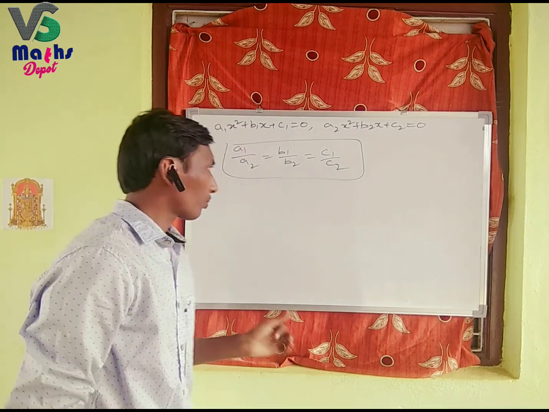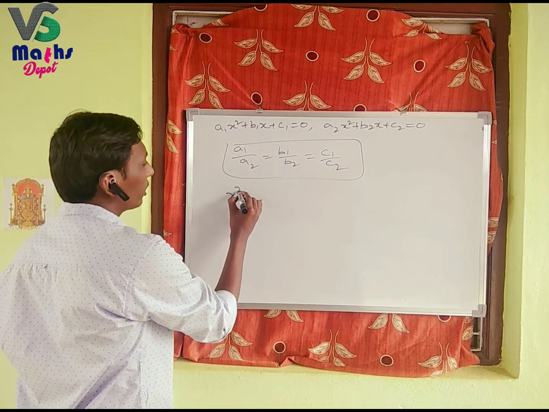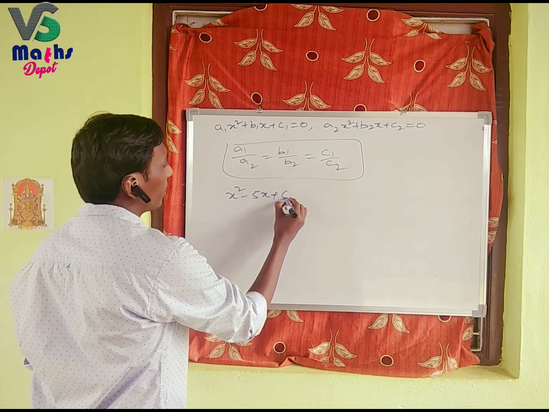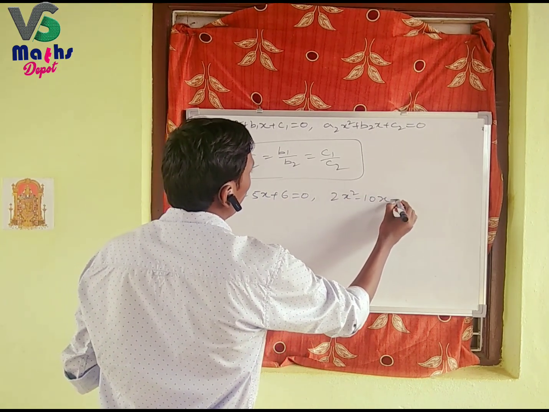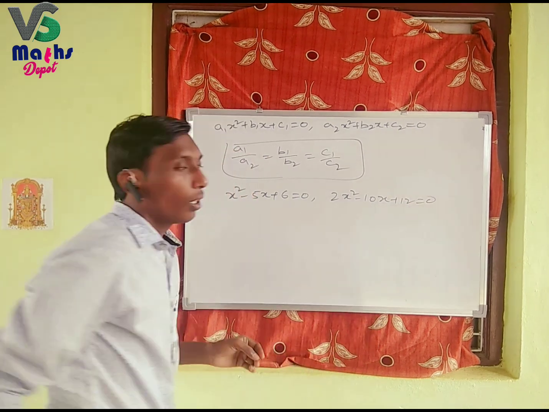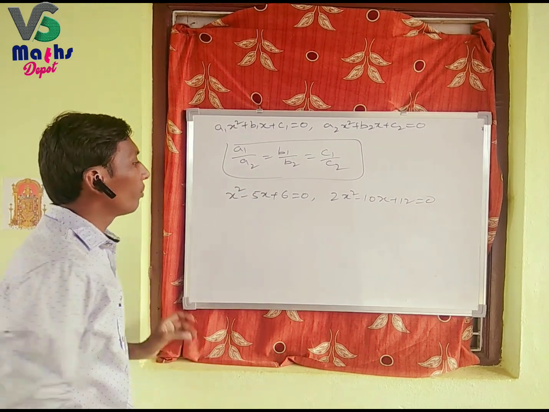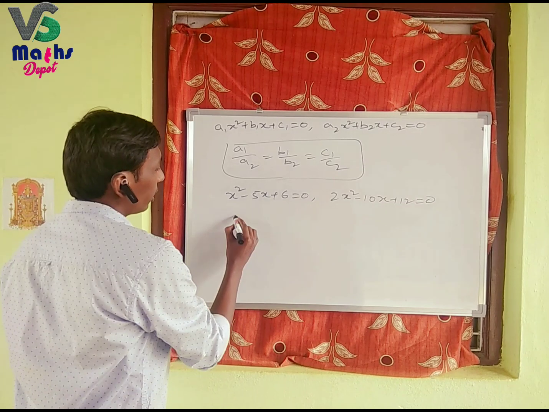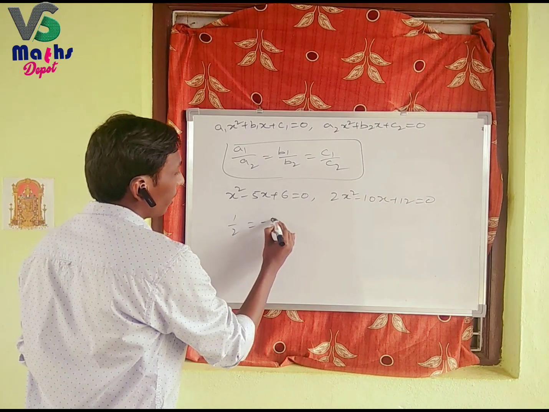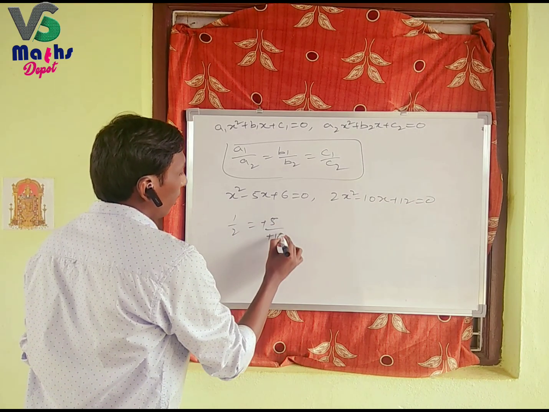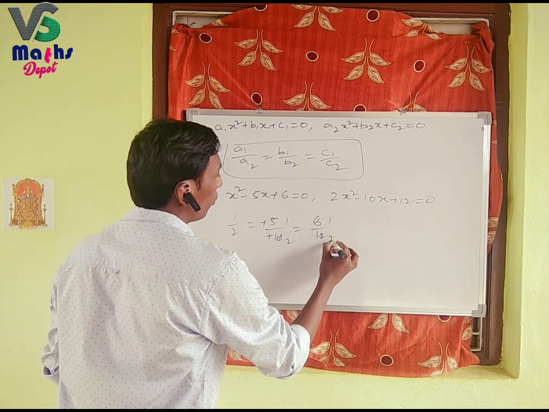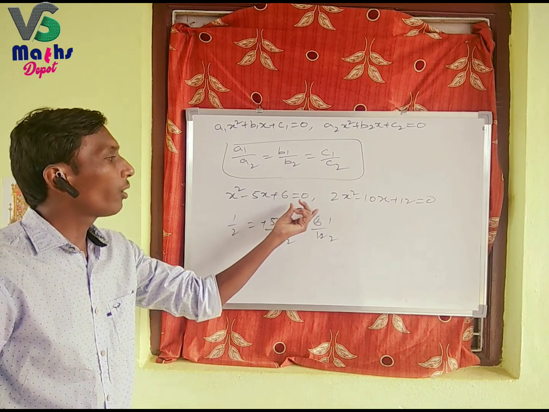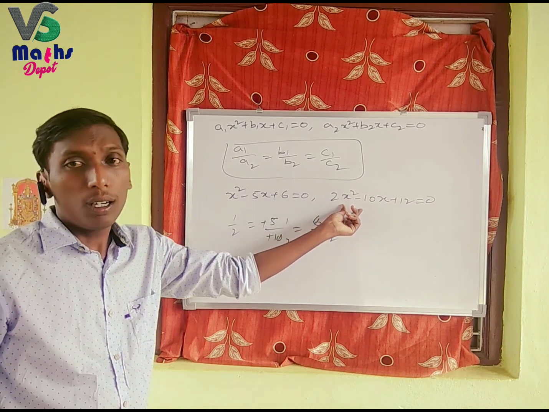This is the condition for two quadratic equations having two common roots. Suppose the quadratic equations are given as x square minus 5x plus 6 is equal to 0, and 2x square minus 10x plus 12 is equal to 0, having two common roots, because here a1 by a2, that is 1 by 2, is equal to minus 5 by minus 10, 1 by 2, is equal to 6 by 12, that is 1 by 2 only. Therefore these two quadratic equations have two common roots.